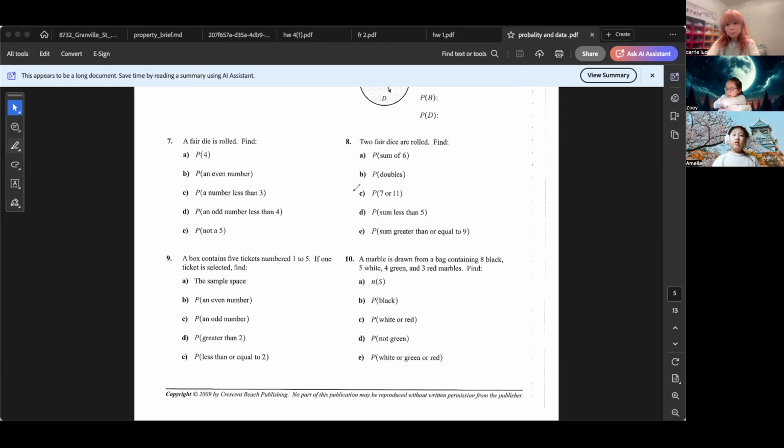Okay, so number B, doubles. What does a double mean, Amelia? Like 1 plus 1, 2 plus 2, 3 plus 3, 4 plus 4. So when you roll the dice you get 1 and 1, 2 and 2, 3 and 3, right? How many doubles are there altogether? 6, right? So 6 out of 36 is 1/6, correct? Okay, number C. Probability of 7 or 11.